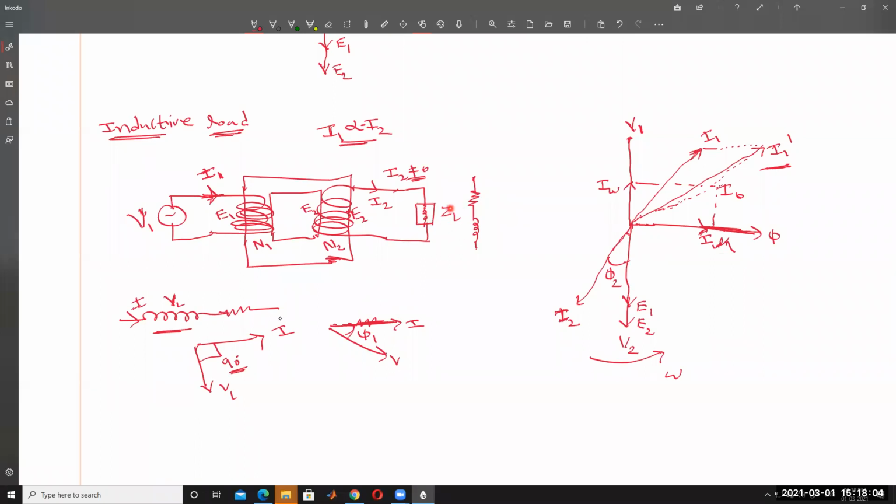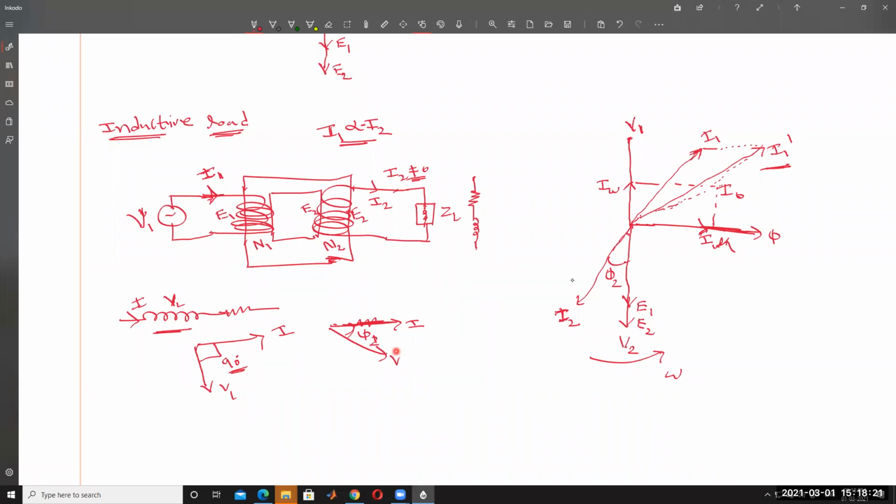Okay, for a pure inductive load, we will get exactly 90 degrees. But practically, there is some resistance, no? That's why the angle between these two may be pi 2. This is called pi 2, the same pi 2.